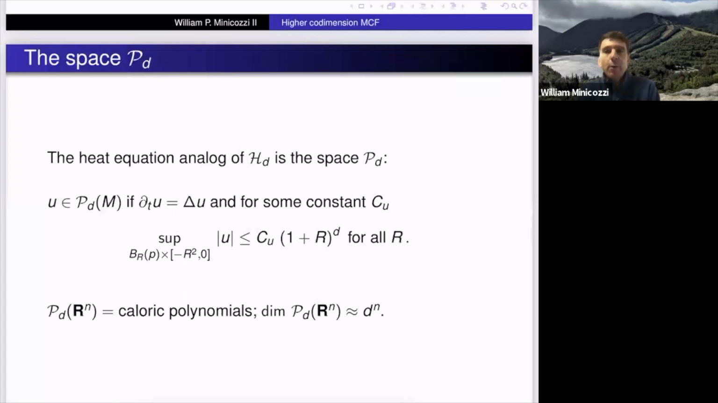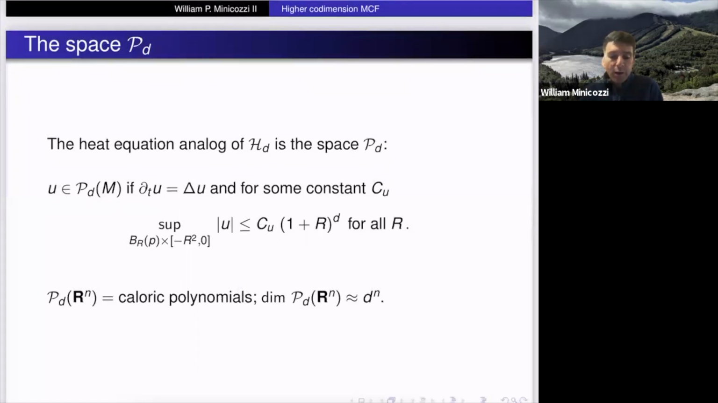And so how does that fit into our parabolic world right now? I'd like to define some parabolic version of these spaces and prove something similar and then relate it to the flows. The right notion is this space that we call PD. These are solutions of the heat equation which are ancient, so they're defined all the way back to time minus infinity. And if you look in space-time balls, they grow polynomially. So as you move backwards in time and out in space, the sup norms are bounded by a polynomial. Okay, so this is the space PD.